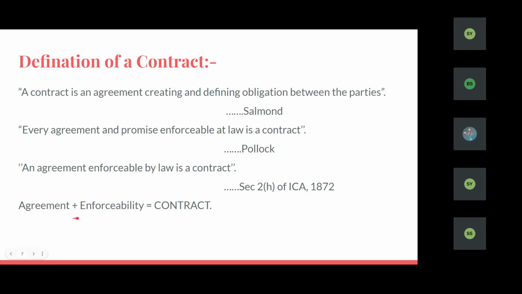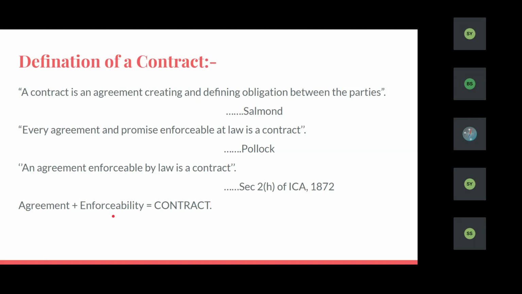So to be precise, there must be an agreement plus enforceability, which is capable of performing. Say I tell you, please go and make it rain today in Hyderabad. Can you do so? You cannot. It is not in your hands. So such a contract is non-enforceable. You can't enforce it. So enforceability should be there. I just mean to say it must be enforceable.